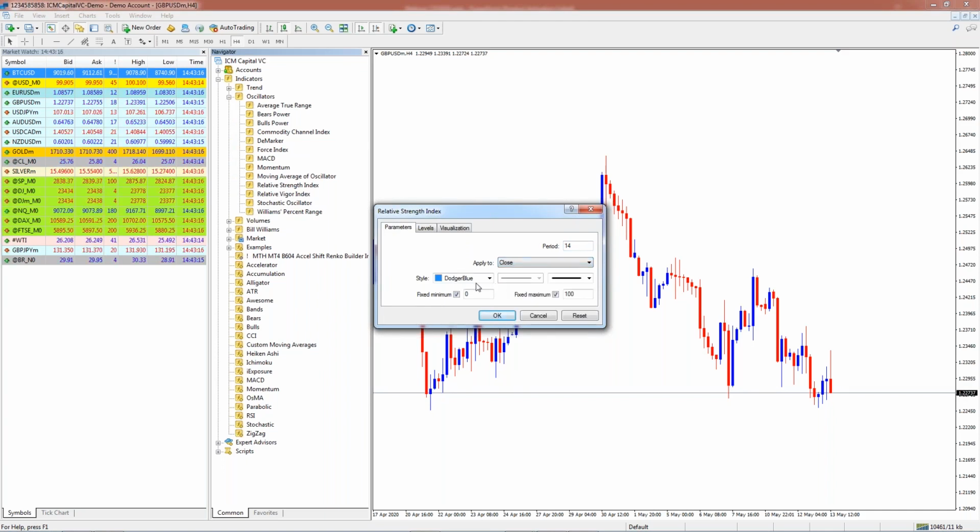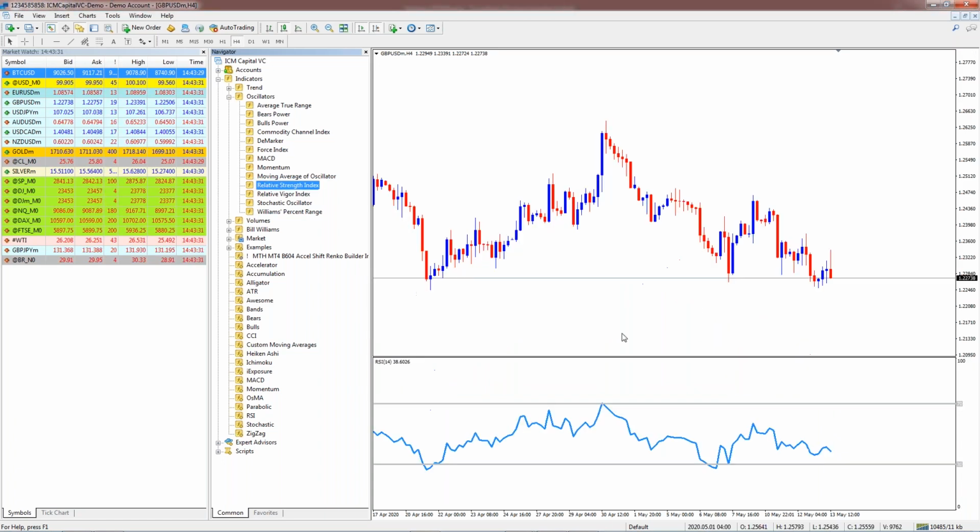You set your visuals, and then for the levels here you can put the 30 level. You can just click on it. You can go for 20, for example, or 80. So you just set the level that you want, and you press OK. So here we have the RSI for the past 14 periods, showing the RSI calculation for the past 14 periods.